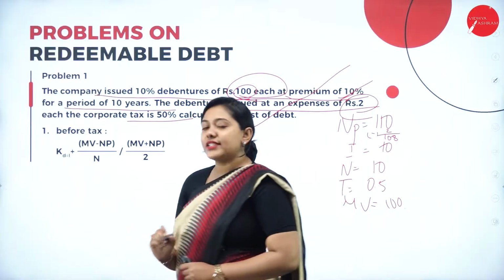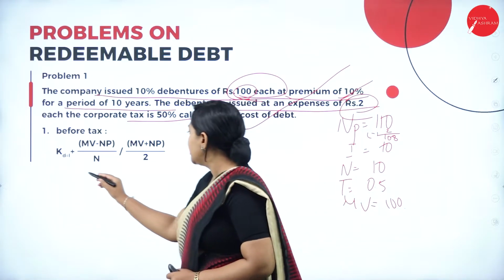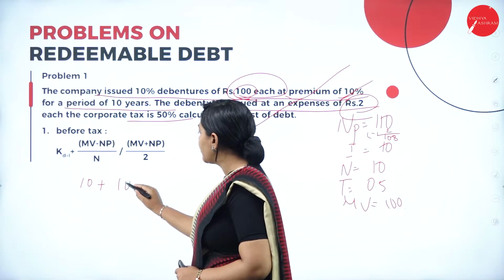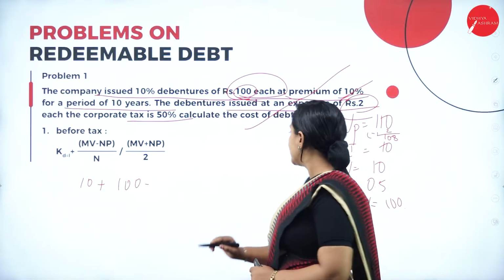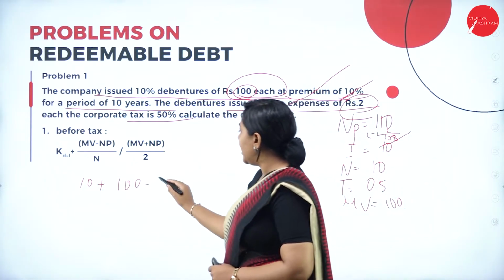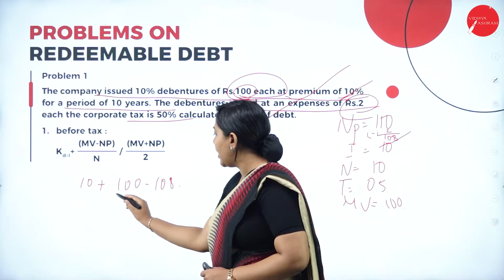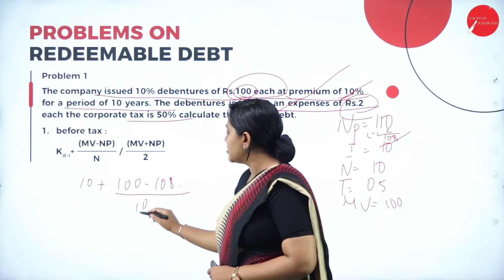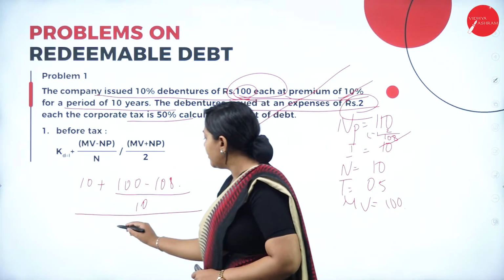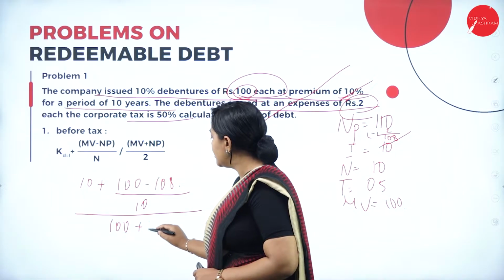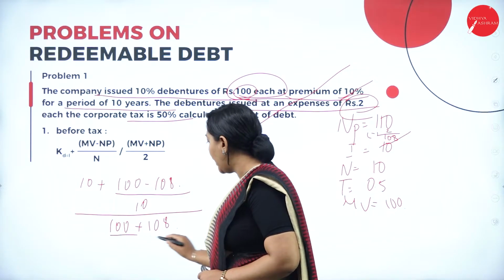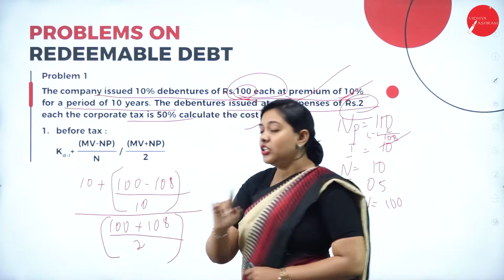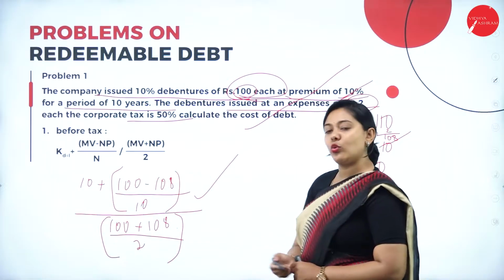So cost of debt is equal to interest 10 rupees plus, what is the maturity value? 100 rupees is the maturity value, minus 108 is the net proceeds, divided by number of years. How much is it? Number of years is 10 years, whole divided by maturity value plus net proceeds divided by 2. So what is the first step you need to follow in the calculation? The first step is the bracket part you have to solve.